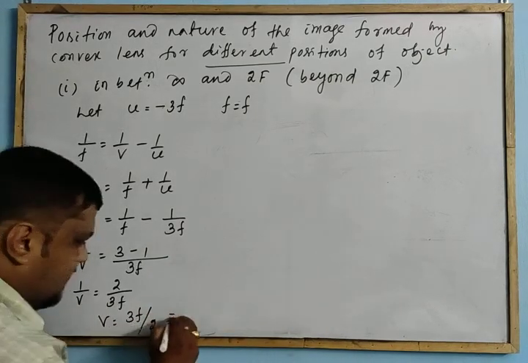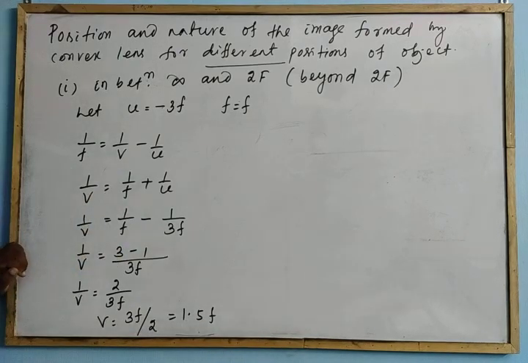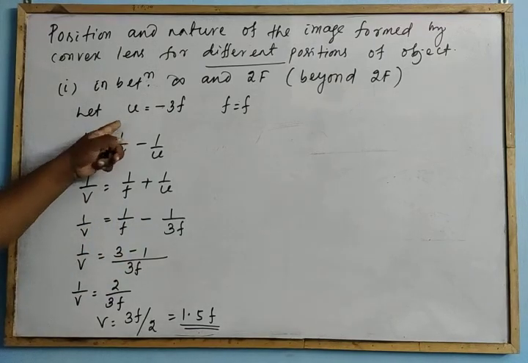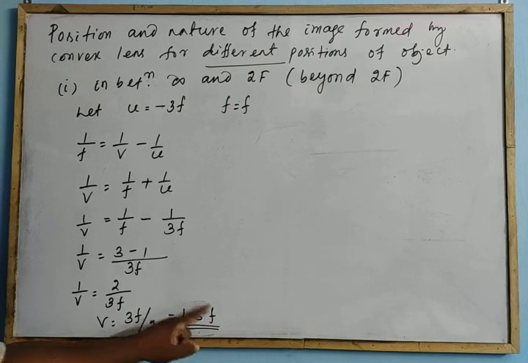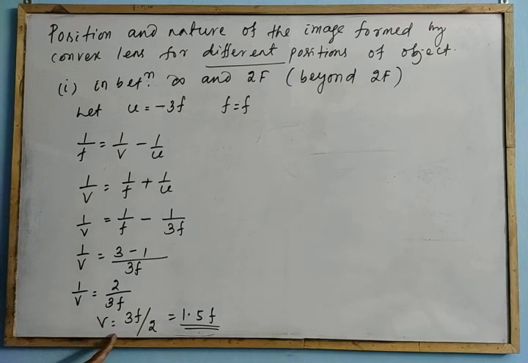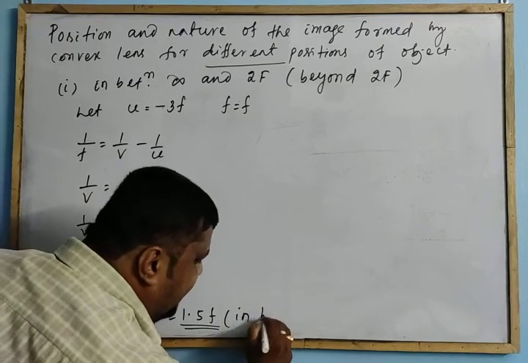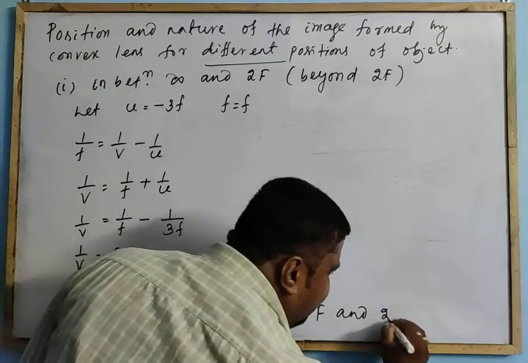Means it is what? 1.5f. The image will be at 1.5f. Now you see here, the object is on the left, the image is positive. V is equal to 1.5f or 3f by 2. So the image is in between f and 2f.